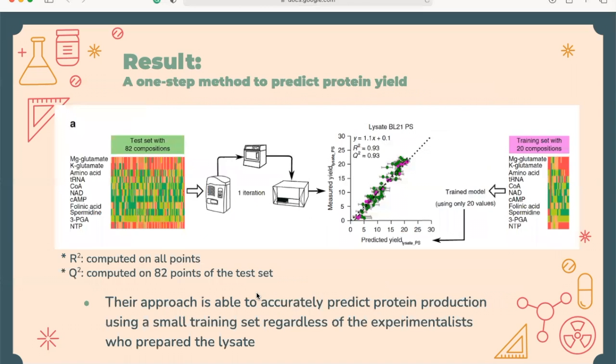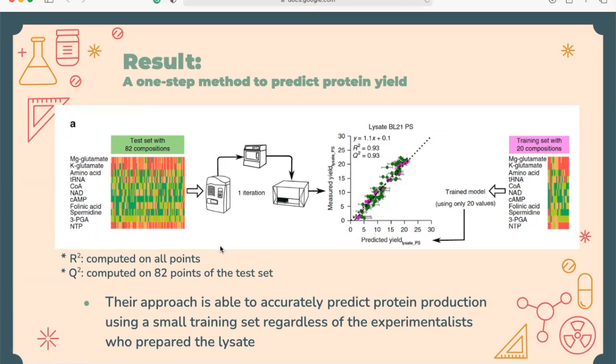Third, they developed a one-step method to predict protein yield. This step is to check whether protein production in a cell-free system using lysate made in other conditions could be quickly predicted with a one-step method. The example shown here is the result of lysate made by a different experimentalist.